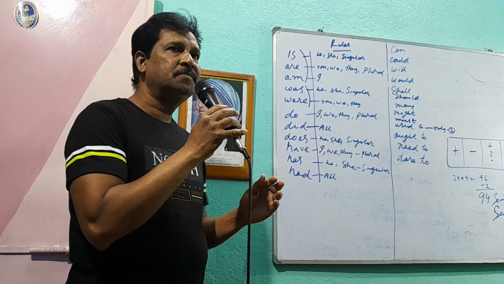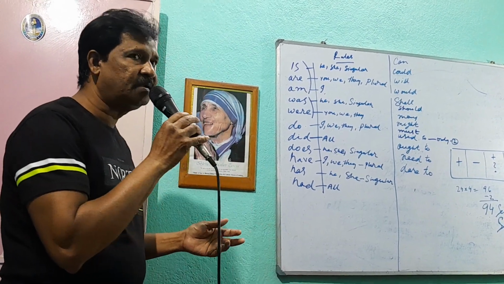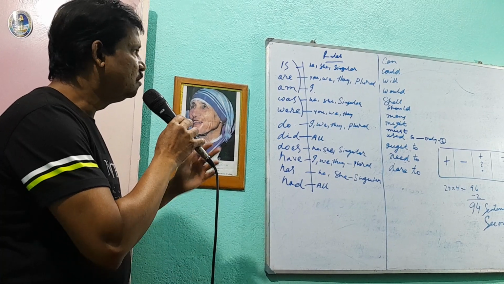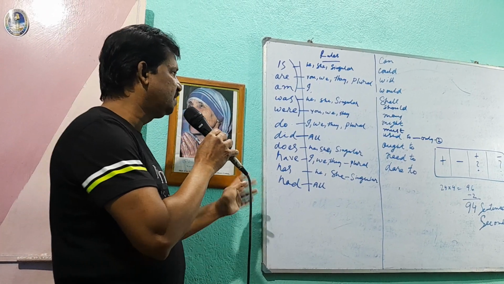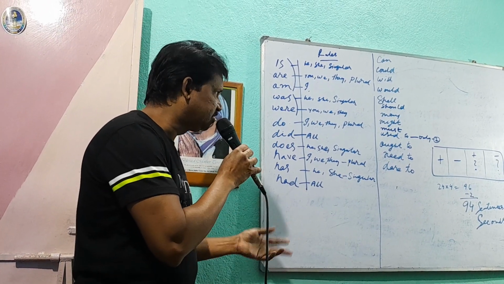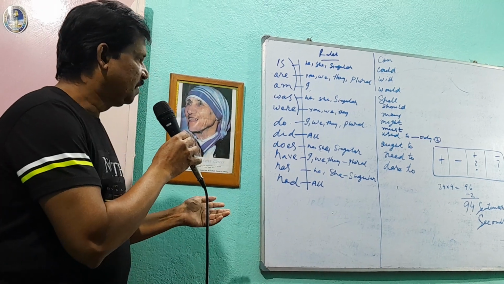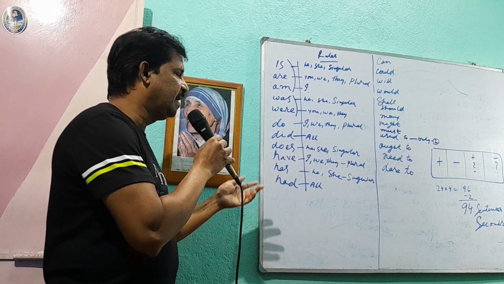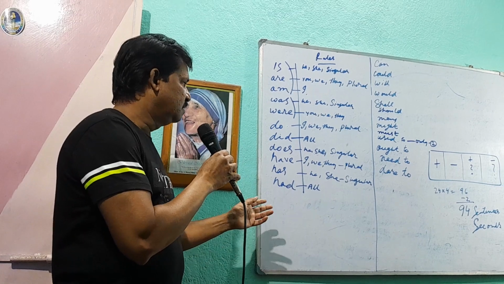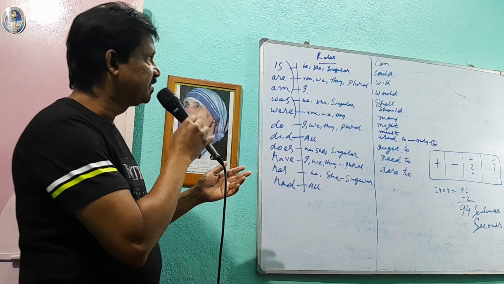Is, are, am are used for the present continuous tense. Was, were are used for the past continuous tense. Do, simple present tense. Did, simple past tense. Does, simple present tense but third person singular number. Have is present perfect tense. Has is present perfect tense. And had is past perfect tense.